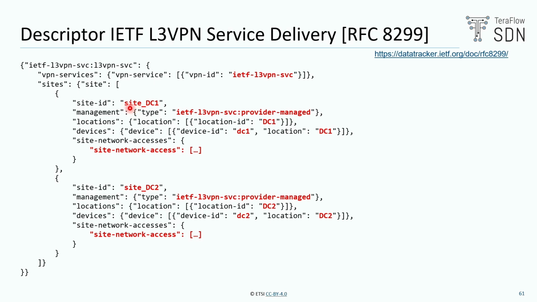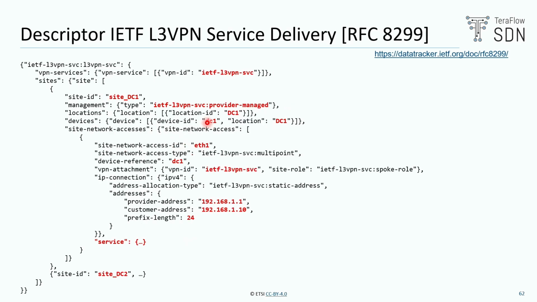For each site, we provide the identifier, and we provide who is managing this site. In this case, it's provider managed. And also details like locations, which devices are located over there, and so on. And then we have an interesting section, the site network access, where we define the details on how to configure the connectivity at each of the points. I expand here this section on the site network access.